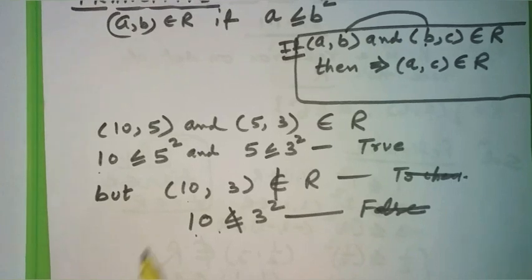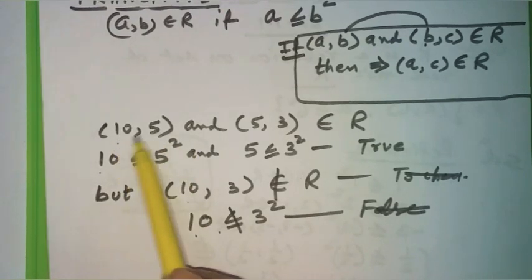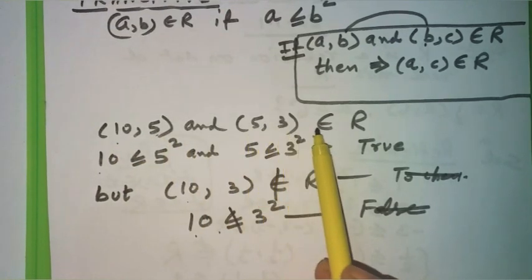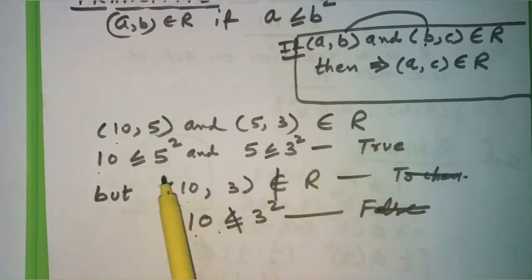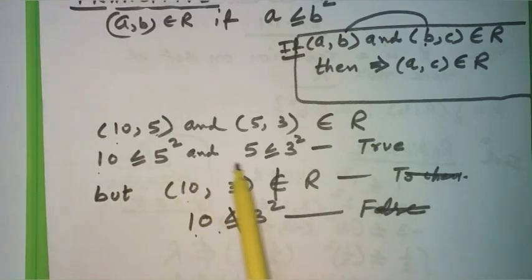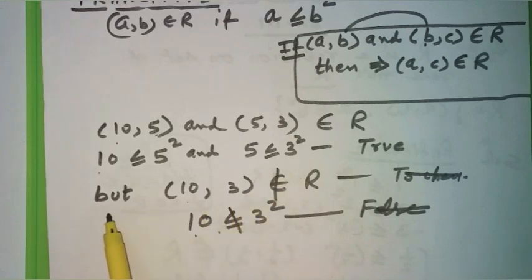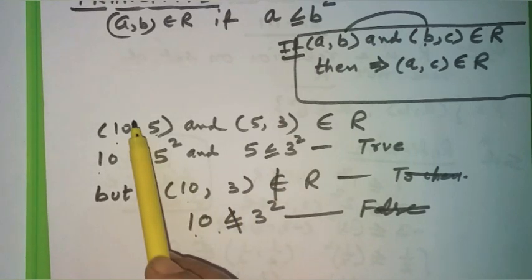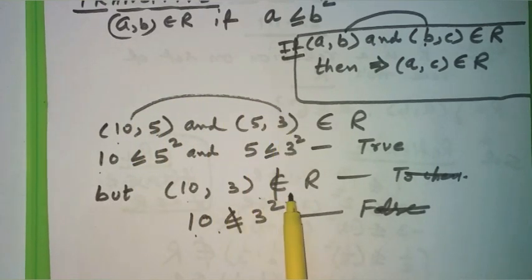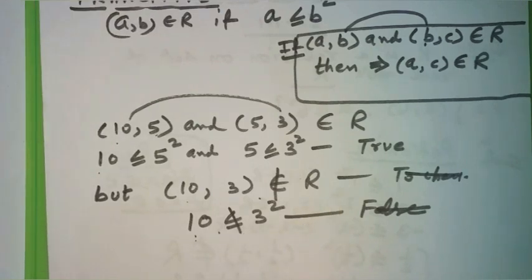So, what I have checked is that the ordered pairs (10, 5) and (5, 3) belong to the relation R because 10 is less than or equal to 5 squared and 5 is less than or equal to 3 squared, but the transitive ordered pair (10, 3) does not belong to R because 10 is not less than or equal to 3 squared, and you can create many more examples of this kind.